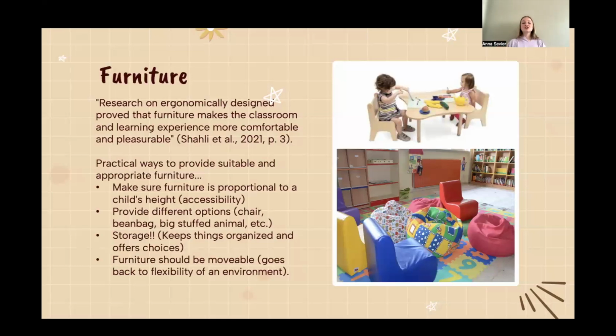Fourth, furniture should be movable. This goes back to the environment being flexible. So again, maybe you have a kid who needs a lot of room. You should be able to move the furniture out of the way to create that space. Maybe you have a child that needs a smaller space. You should be able to move the furniture to create that smaller space. Either way.